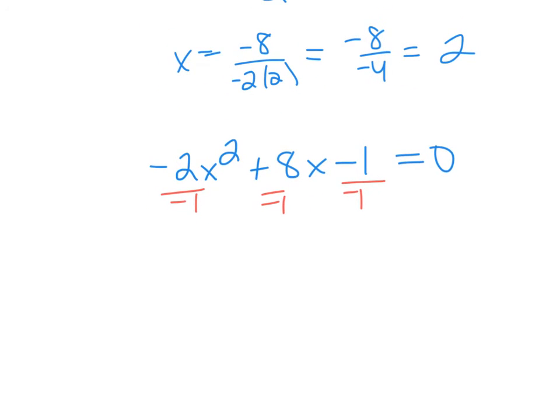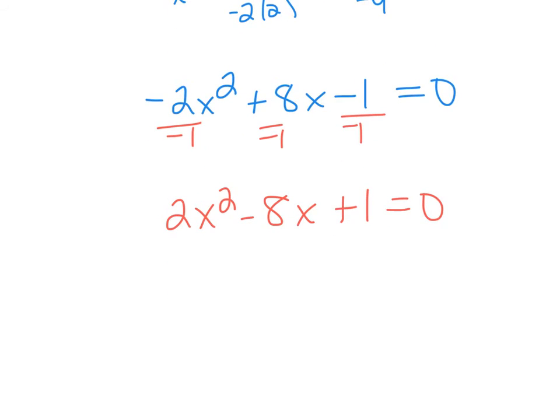In a sense, what am I doing to everything? So you're going to change all the signs. This becomes 2x squared minus 8x plus 1 equals 0, right? Everybody with me? Okay. So now I'm just going to factor. What is the rule for factoring when a is not 1? Okay, 2 times 1 is 2. Are there factors of 2 that'll multiply to give me 2 but add to give me 8? No. So how would I do this?